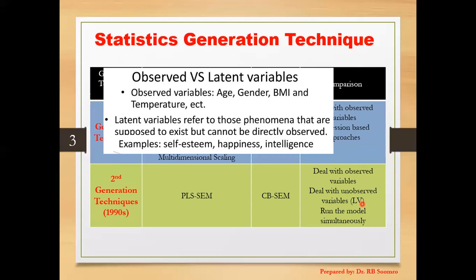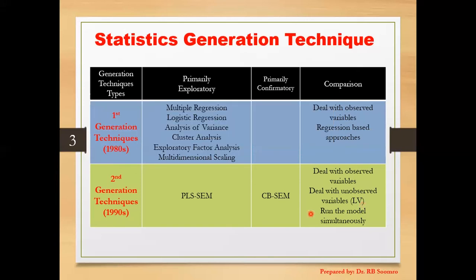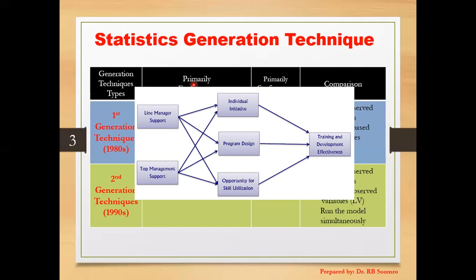Another benefit of this second generation software is that you can run a very highly complicated model simultaneously. Like you are watching one model here. This is a highly complicated model where different independent variables are there, more than one dependent variable is there, and some mediation and moderation is there. So the simultaneity, the complex model, you can run in the second generation software.